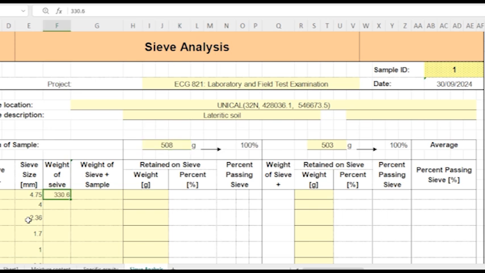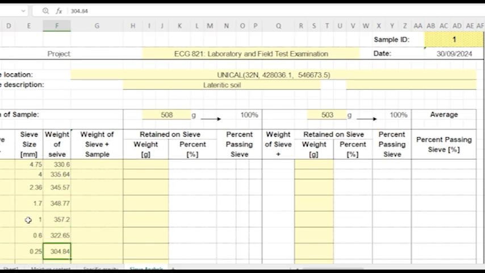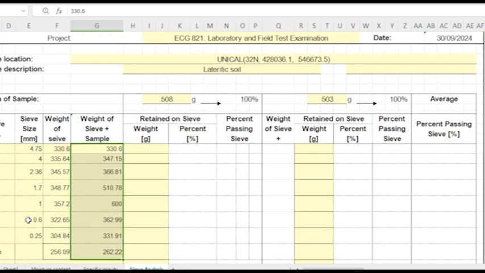When you measure, that's the weight of the sieves before the measurement starts. Those are empty sieves. Then you now measure the weights of sieves and samples. Those are the corresponding values. Then you now go to the weight of material retained on each sieve. That is what you get.